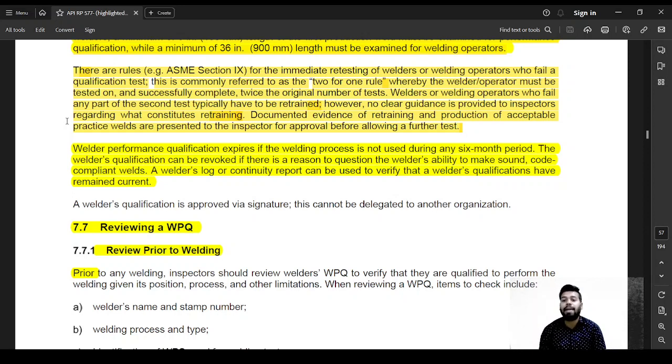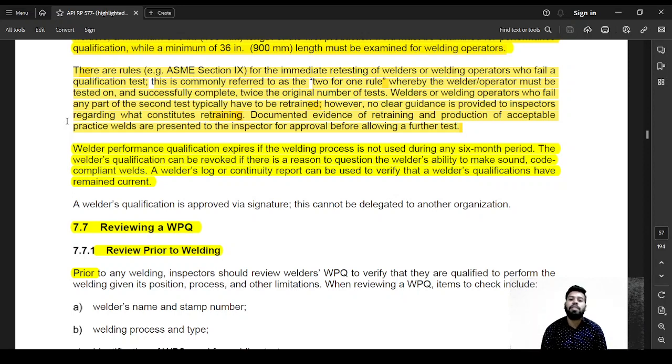However, no clear guidelines are provided to the inspector regarding what constitutes retraining. Documented evidence of retraining and production of the acceptable practice welds are presented to the inspector for approval before allowing the further test. Welder performance qualification expires if the welding process is not used during any 6-month period.